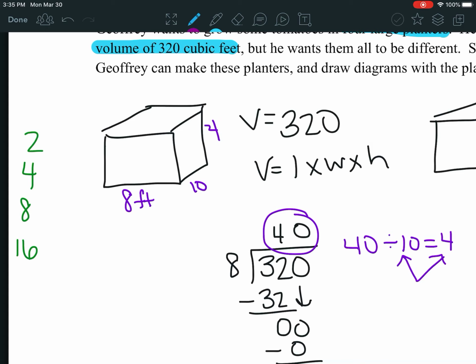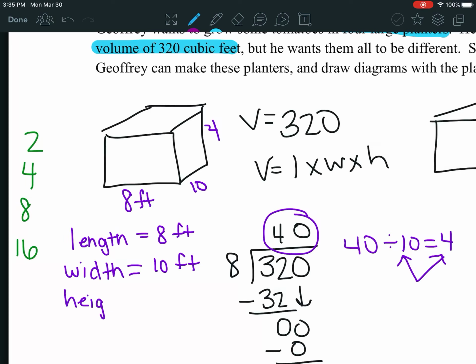So for this planter, my length equals 8 feet. My width equals 10 feet. And my height equals 4 feet. So that is the measurement of one planter.